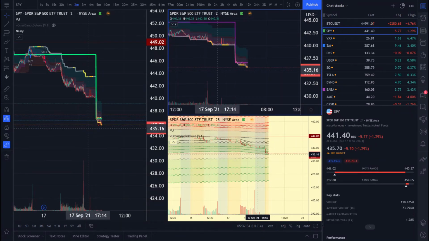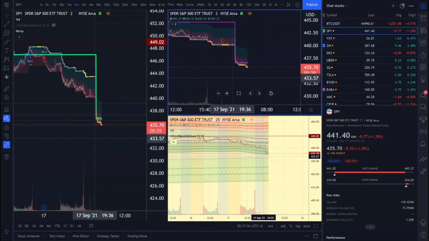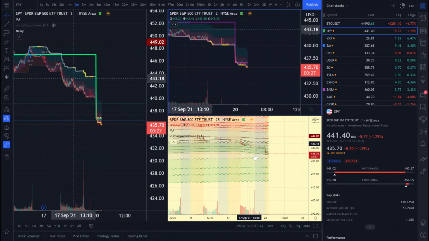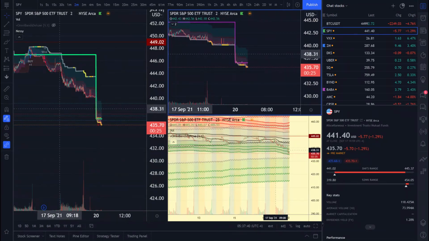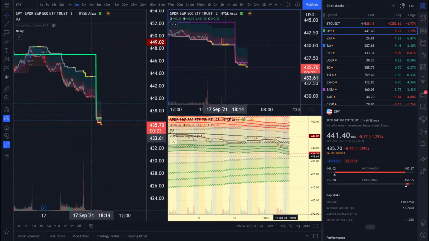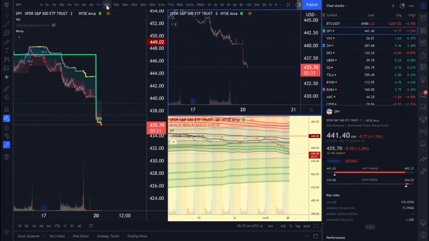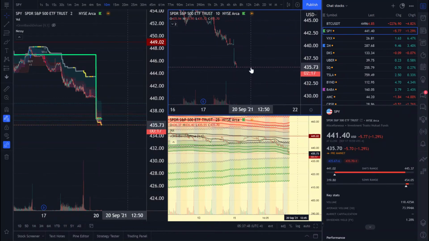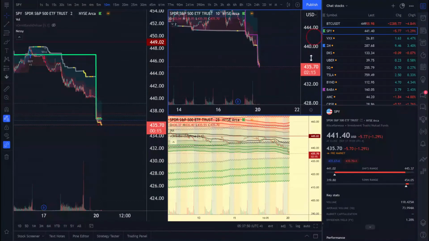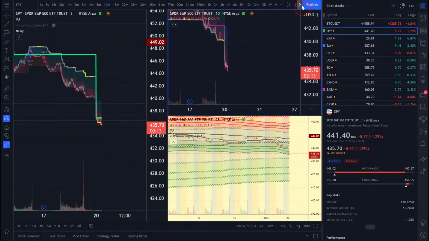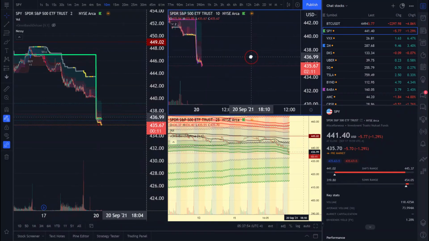Ooh, boy. Did we have a gap down? Did we have a gap down? Well, it looks like we're finally seeing what we should be seeing.